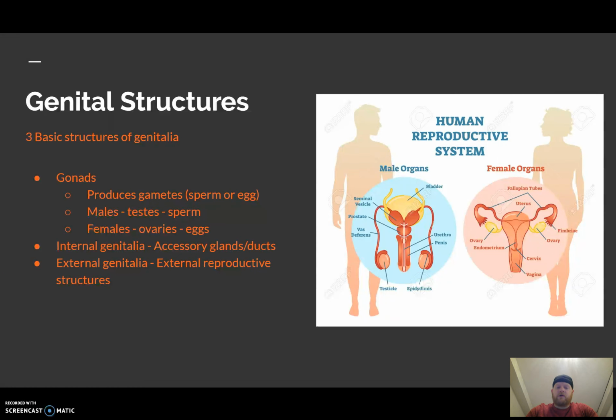Genital structures are different. They're kind of broken up into three different areas. You have the gonads, and it's both the same. This is where the production of gametes happens, either the sperm or the ovum. Okay? Sperm within the testes, ovum within the ovaries. Okay? And then we have the internal genitalia, which is usually glands and ducts for excretion. And then the external genitalia, which is basically external reproductive structures.